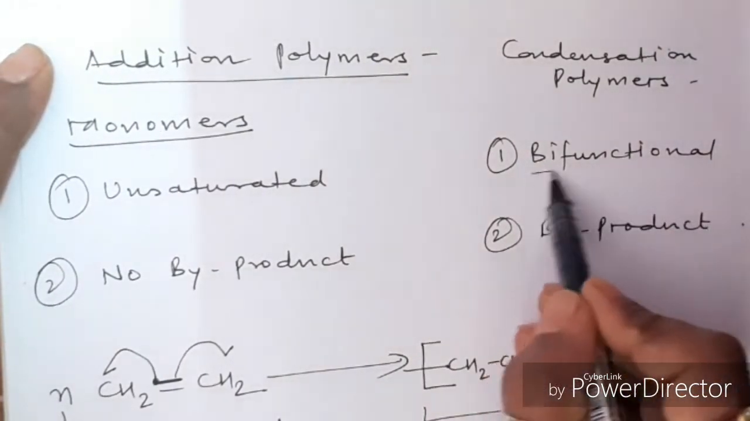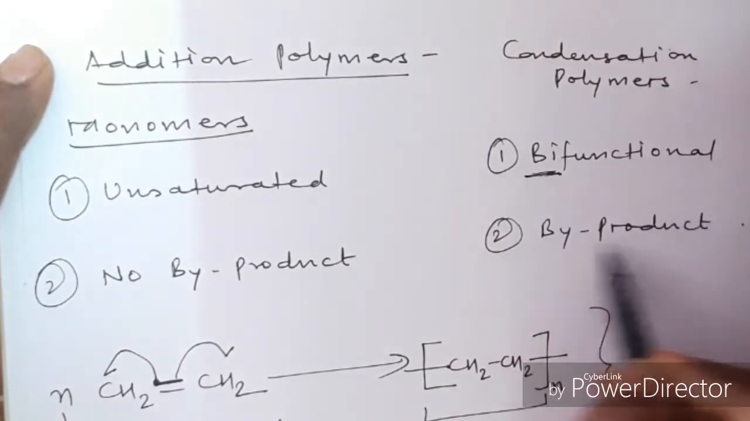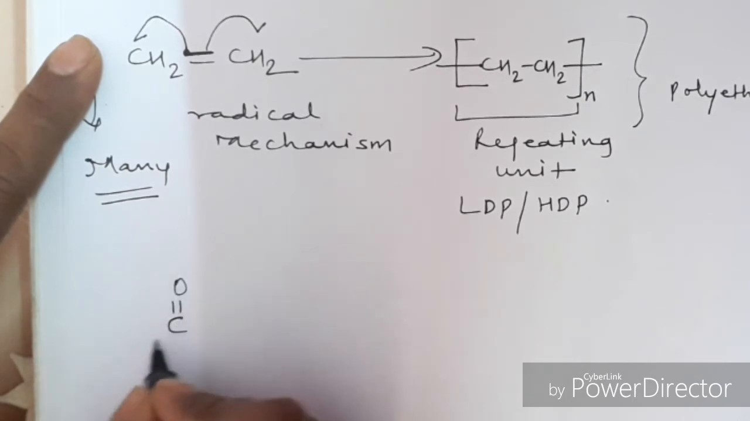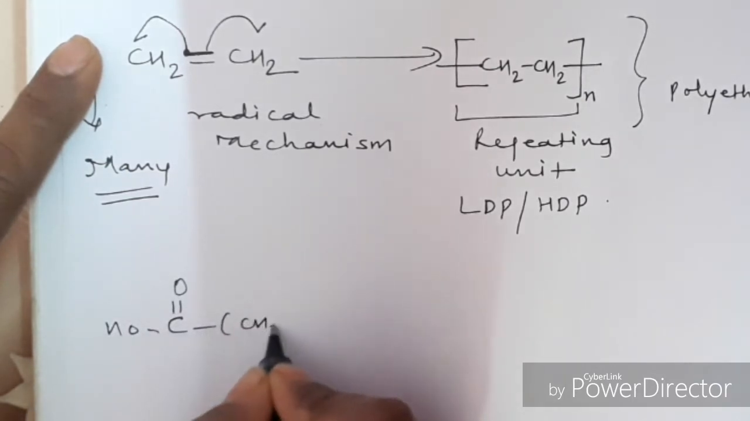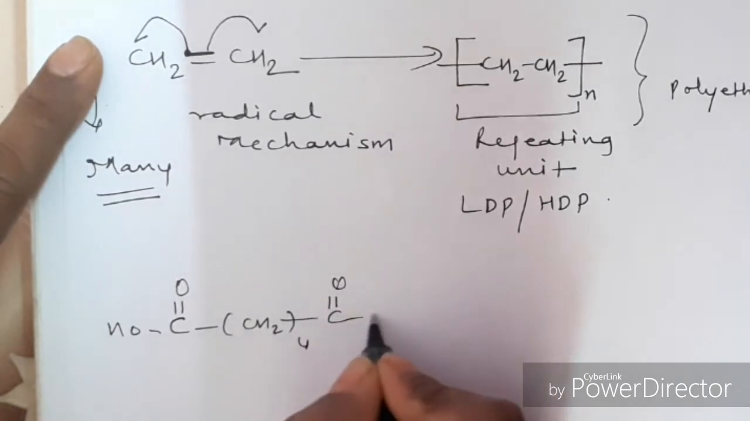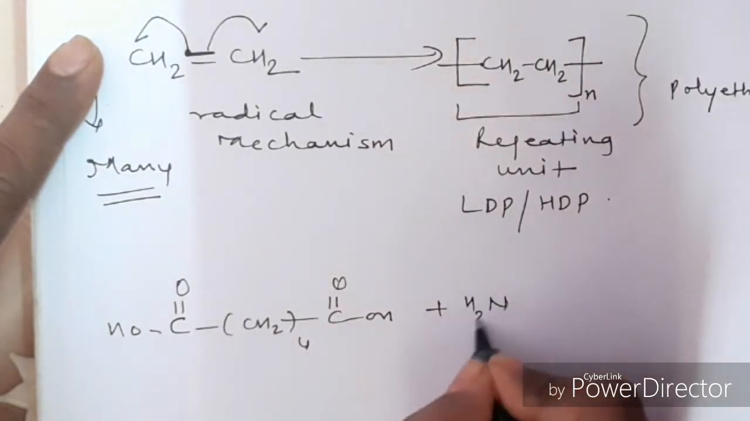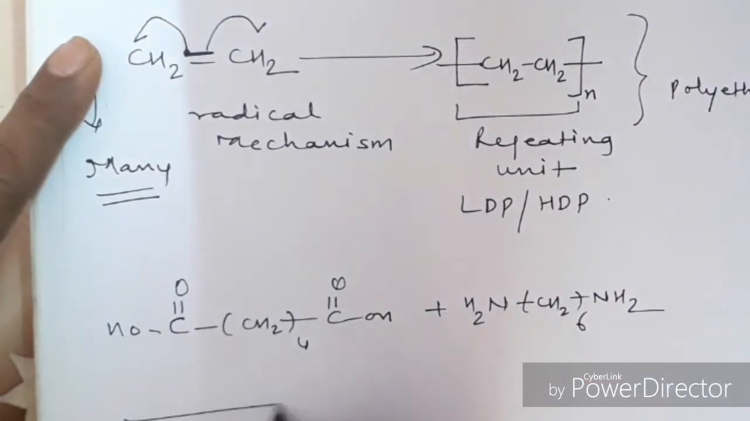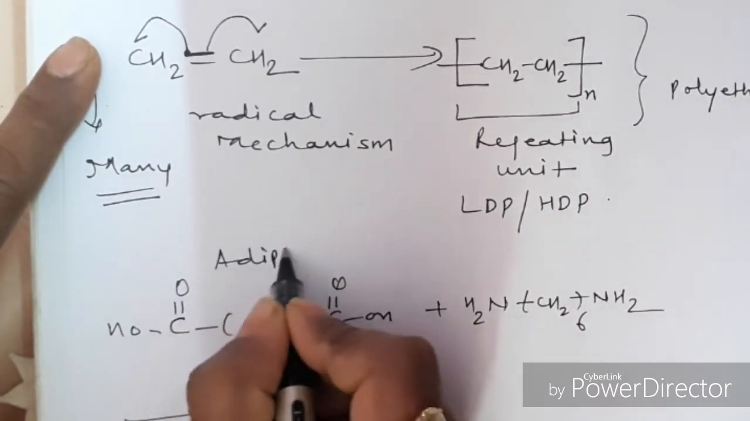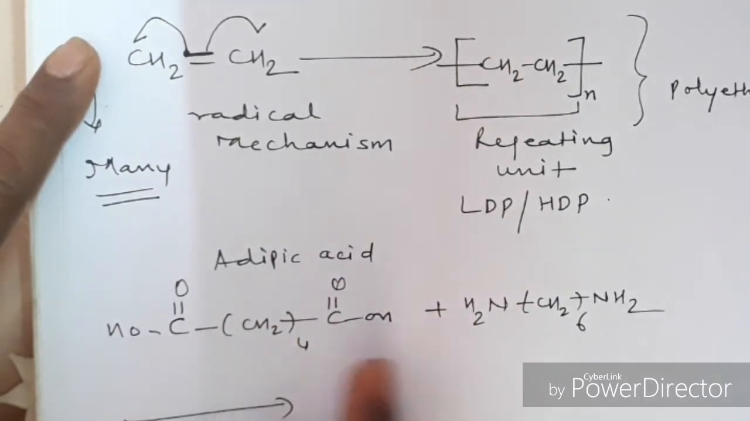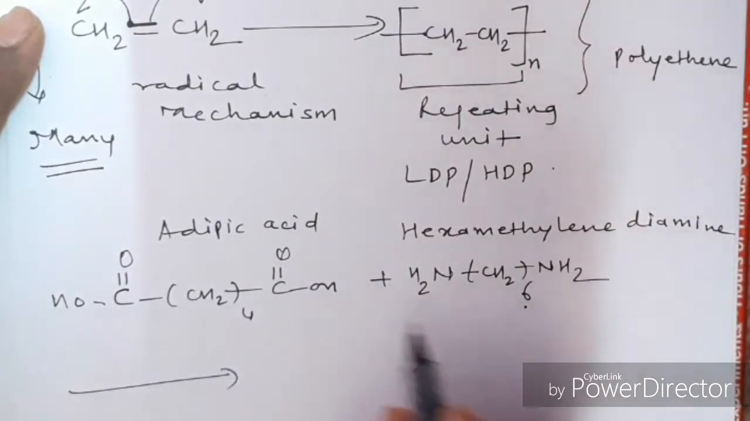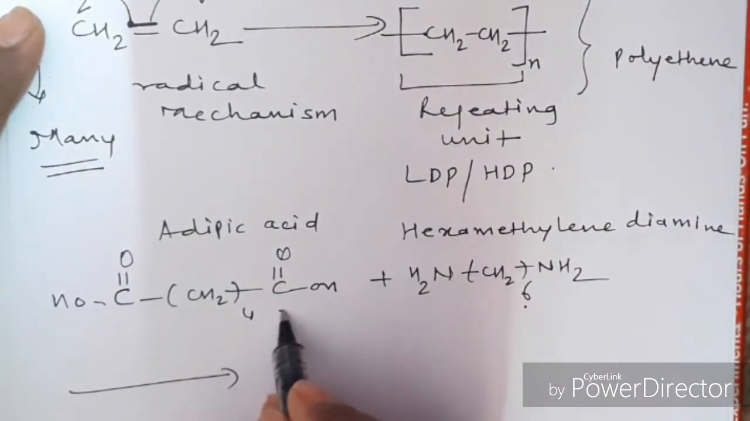Now condensation polymers. First, bifunctional monomers are used and byproducts are formed. I'm going to take one example now over here. The first example is going to be adipic acid. This is your adipic acid and this is your hexamethylene diamine. The point to be noted is that both of them contain 6 carbon atoms each. Both are bifunctional. You can see that both of them contain 6 carbon atoms here. This is having a functional group COOH.